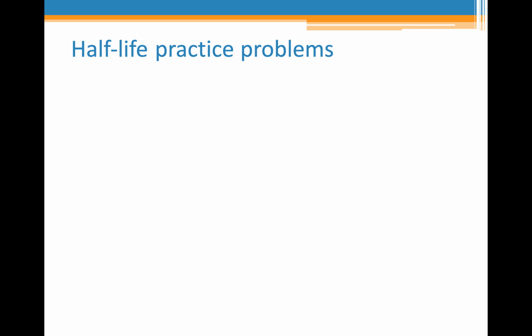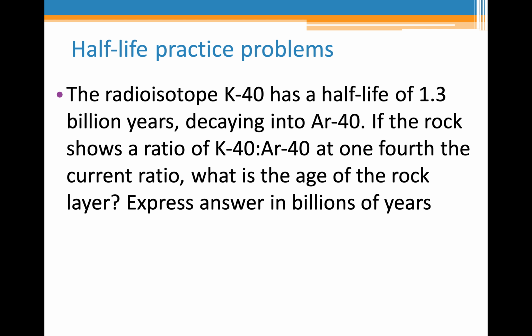All right, so here is a second problem for you all. In this problem we have potassium-40. It has a half-life of 1.3 billion years. And it's saying when comparing this, we have 1/4 the current ratio. So again, figure out how many half-lives. Take that number of half-lives and multiply it by the amount of time of one half-life. And so you should have gotten 2.6 billion years.